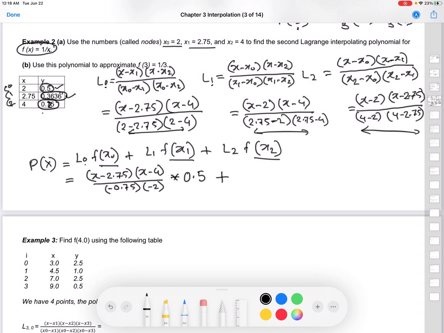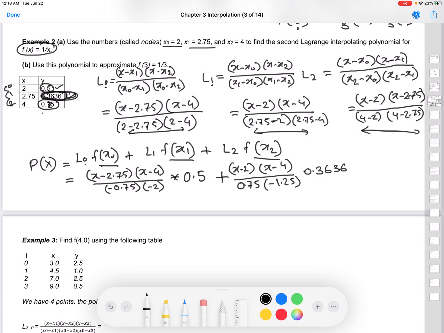Plus L1 is x minus 2, x minus 4 dividing by 2.75 minus 2 is 0.75 positive, 2.75 minus 4 will be negative 1.25, right? Negative 1.25, and then multiplying with f of x1, which is 0.3636. Here is f of x1.